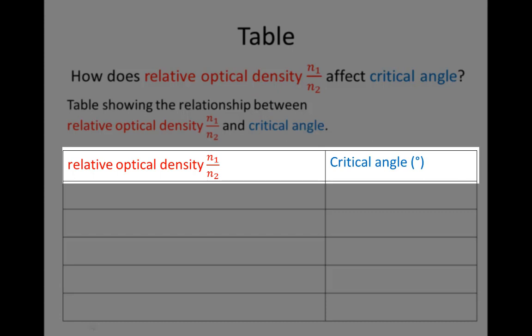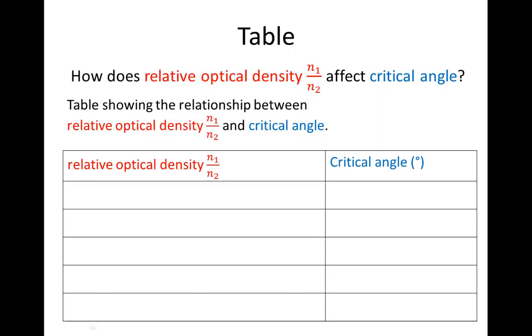We have two columns in our table. The first one's heading is about the independent variable, relative optical density. We could just write N1 over N2, or we could just write relative optical density. Here I'm actually saying the same thing twice. Notice there is no unit. This is unitless, so there's no brackets with a unit after that. And then critical angle does have a unit, it's degrees.